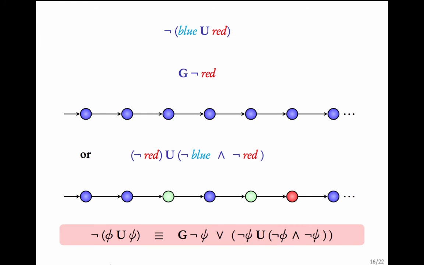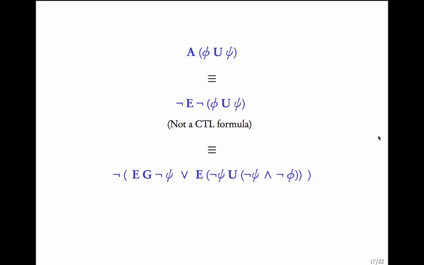We want to say that there exists a path that satisfies not of phi until psi. Either there exists a path of this form or there exists a path of this form. That's it. So, E of not of phi until psi is written like this. Either there exists a path where everywhere not psi is true, or there exists a path where not psi is true until not phi and not psi become true.